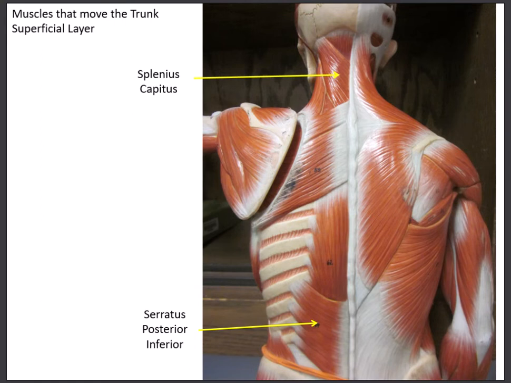The next muscle on our list is the splenius cervicis. That one we don't see. It's kind of under in here, so we don't really visualize that one. That would also extend the head and the neck.